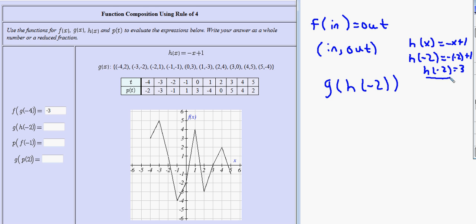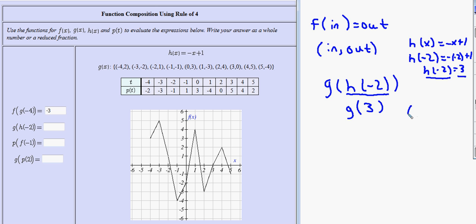Well, if h of negative 2 is 3, I can substitute all of these symbols, h of negative 2, with the number 3, copy my right parenthesis here, copy the left parenthesis here, and that means I'm almost done with the problem, or half done. I still need to find g of 3. So just be careful. G is given as a set of ordered pairs, and a set of ordered pairs is nothing but a list of points.